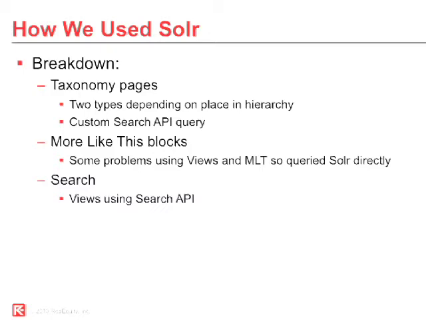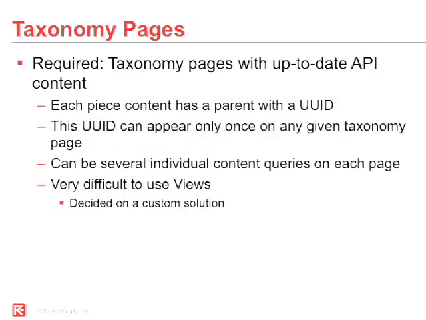And then our actual search itself, our core search replacement, is using views with the Search API. But I want to talk primarily about the taxonomy pages. So, as I say, we have our taxonomy pages with up-to-date API content. So the stuff that comes through, we pretty much want it to be displayed on the site almost as quickly as possible.